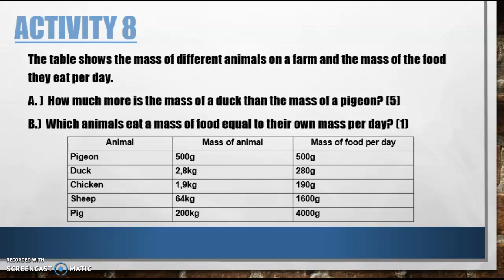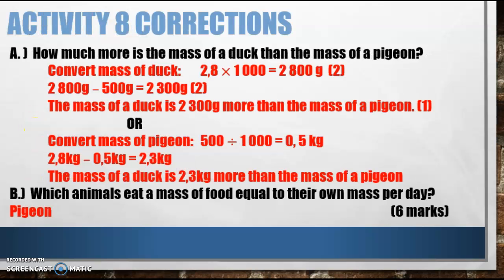Let's look at activity 8. The table below shows the mass of different animals on a farm and the mass of the food that they eat per day. Question A. How much more is the mass of a duck than the mass of a pigeon? Question B. Which animals eat a mass of food equal to their own mass per day? Please pause the video and calculate Activity 8. Activity 8 corrections are as follows. Please give yourself a mark out of 6.